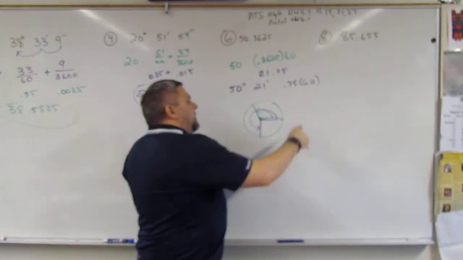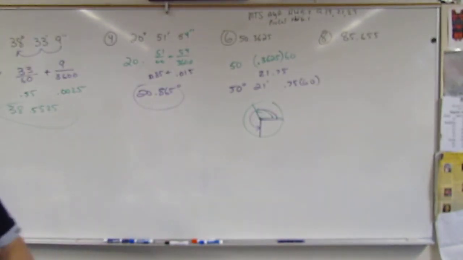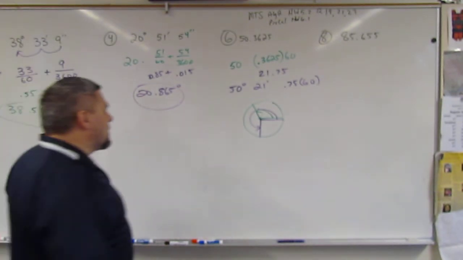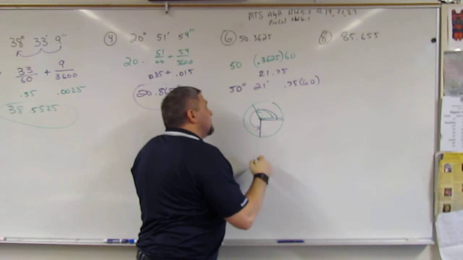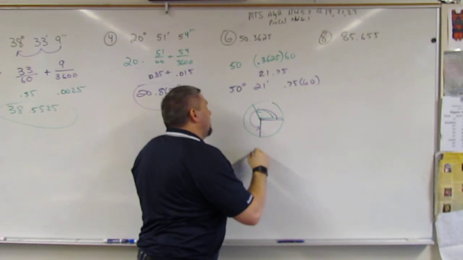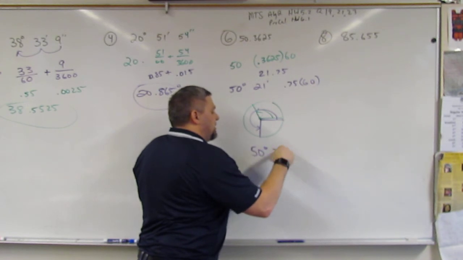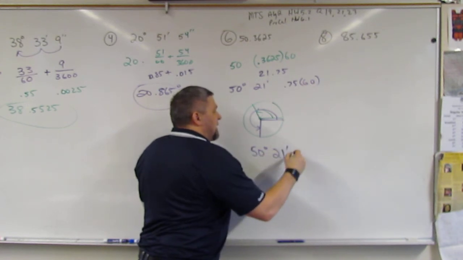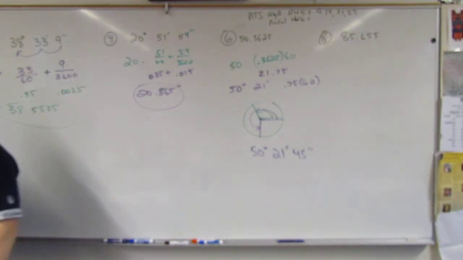All right. So anyways, what did that come out to be? 45. Yeah. And if we think about that, that makes sense, right? 3/4 of 60 is 45. All right, so 50 degrees, 21 minutes, and 45 seconds. Okay?